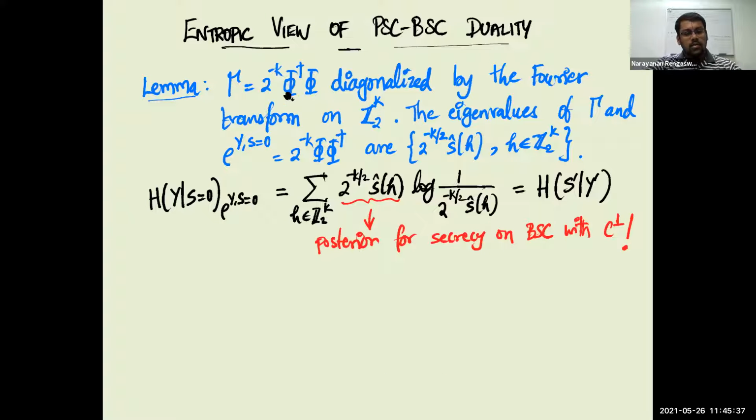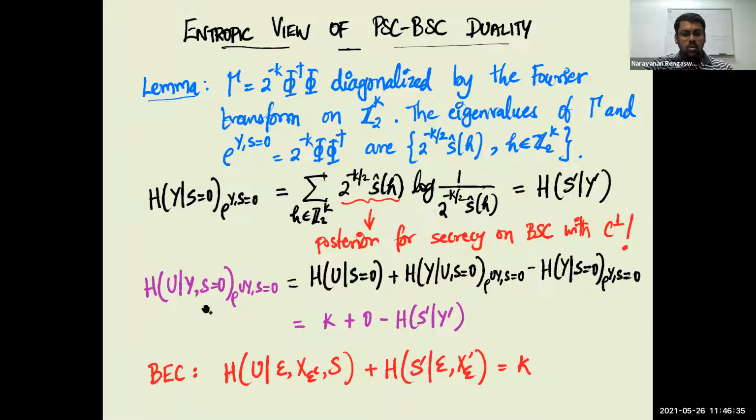Okay, so this is the result we first established. We know from linear algebra that both of these matrices, phi phi dagger and phi dagger phi, have the same non-zero eigenvalues. And we show that they are diagonalized with a Fourier transform, and the eigenvalues are given by these functions s hat for different k-bit arguments h. So we'll see what s hat means shortly. The nice thing, though, is that we can also show that the same s hat function is the posterior distribution for the eavesdropper, whose channel is the BSC with the dual parameter, when you're doing secrecy using the dual cosets of the dual code. So overall, this means that the output entropy for coding on the pure state channel is exactly the conditional entropy on the input for secrecy on the BSC.